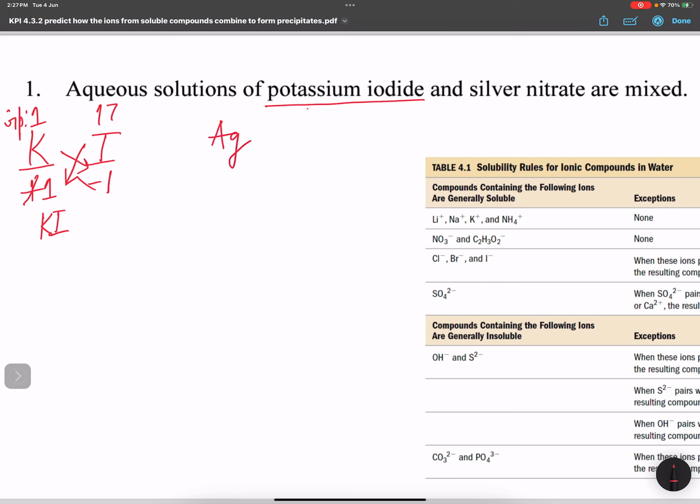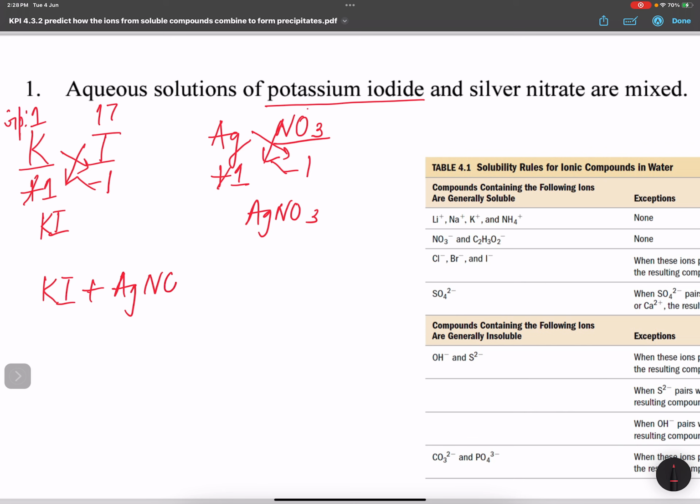Then you have silver nitrate. Silver stands for Ag and nitrate is NO3. Silver has a fixed charge of +1. Nitrate has -1. This is a polyatomic ion. Ignore the charges and then cross multiply. So you have AgNO3. So KI plus AgNO3, they said aqueous solution, so you have both of them as solutions.